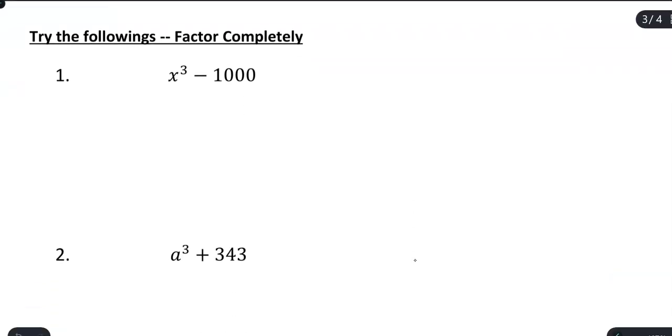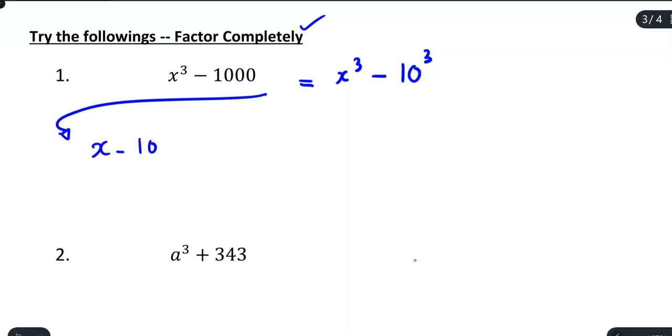Yes, I do have a few more, which are quite simple for us to practice. So I have x cubed minus 10 cubed. It asks us to factor completely, and I realize that this is a difference of cubes.